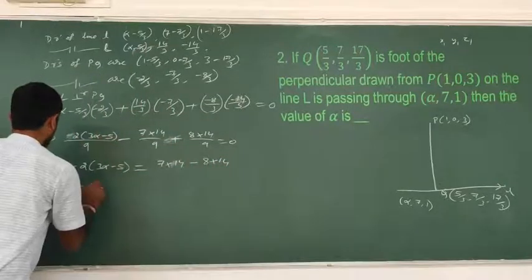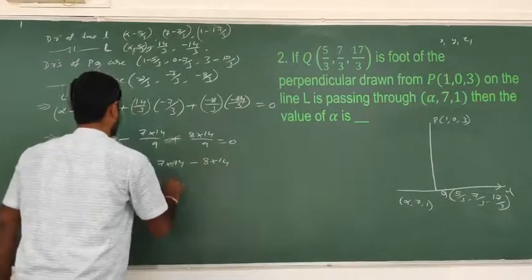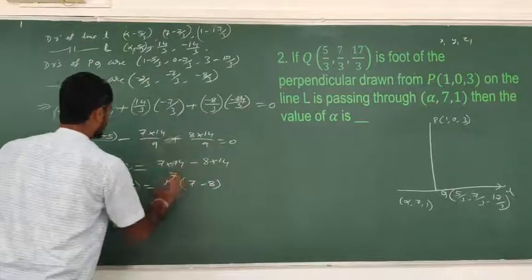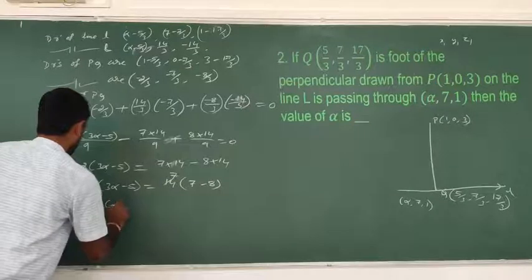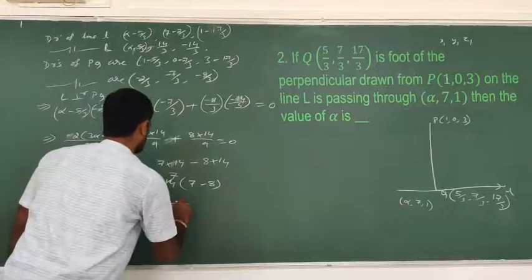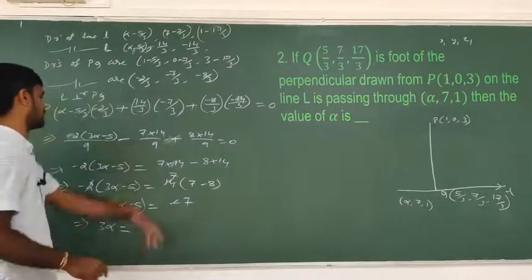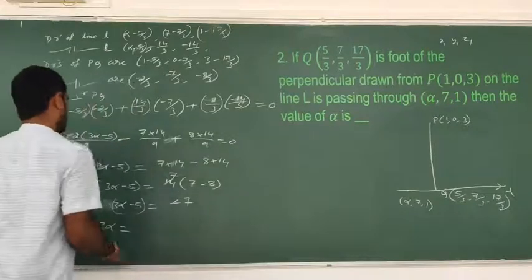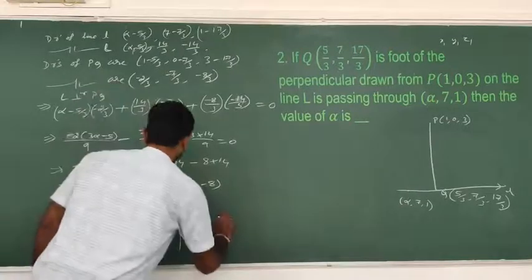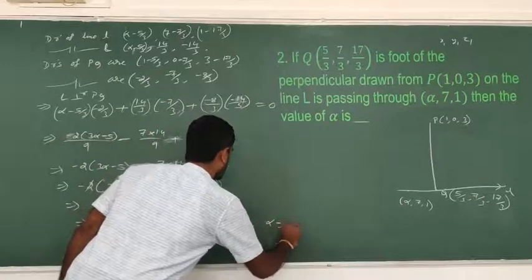So this implies that minus 2 into 3 alpha minus 5 is equal to, taking 14 as common, remaining is 7 minus 8, which is minus 1, so minus 2 into 3 alpha minus 5 is equal to minus 14, so 3 alpha minus 5 is equal to 7. This implies that 3 alpha is equal to 7 plus 5, so alpha is equal to 12 divided by 3, that is equal to 4. Therefore, the value of alpha is 4.